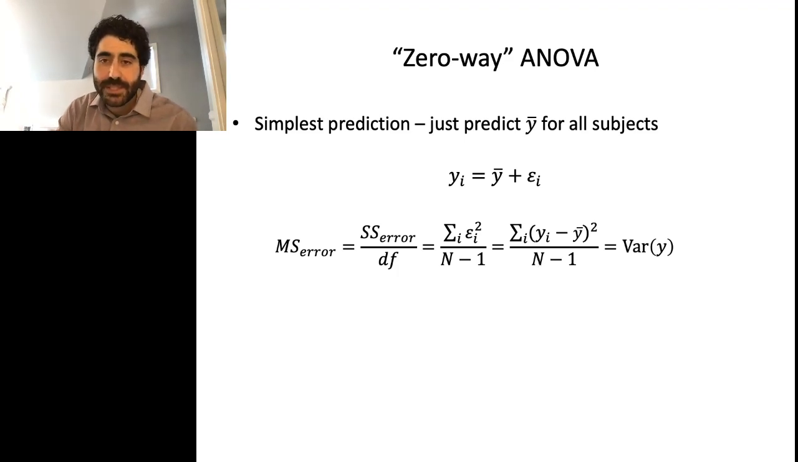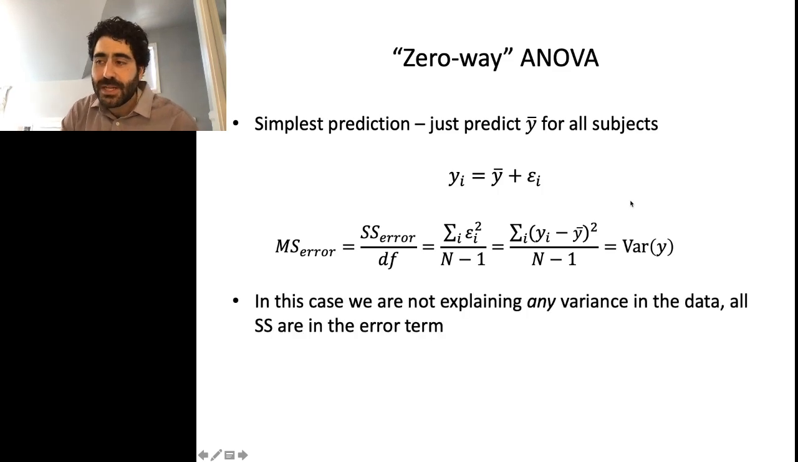So in this case, where we have this super simple model where we just predict the mean for everyone, there's just one ANOVA term we can calculate, which is this mean squared error term. And this is exactly equal to the variance of y. So the total amount of variance in the data is entirely in this error term. We're not predicting any variance because we're just predicting the mean. If you think of our ANOVA circle, the circle is entirely MS error. It's entirely these sums of squared errors. We're not predicting any variance with this model.